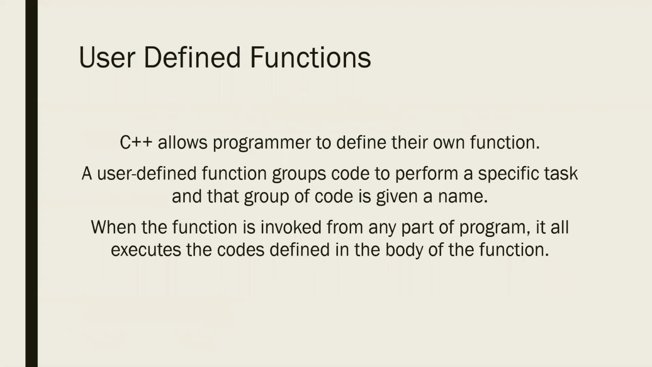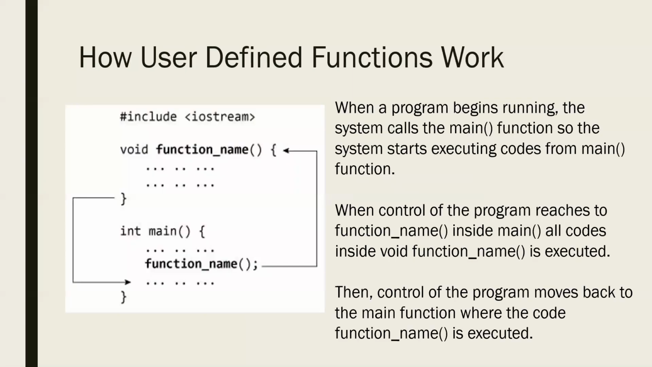C++ allows the programmer to define their own function. A user-defined function groups codes to perform a specific task, and that group of code is given a name. When the function is invoked from any part of the program, it executes the code defined in the body of the function. This is how user-defined functions work.